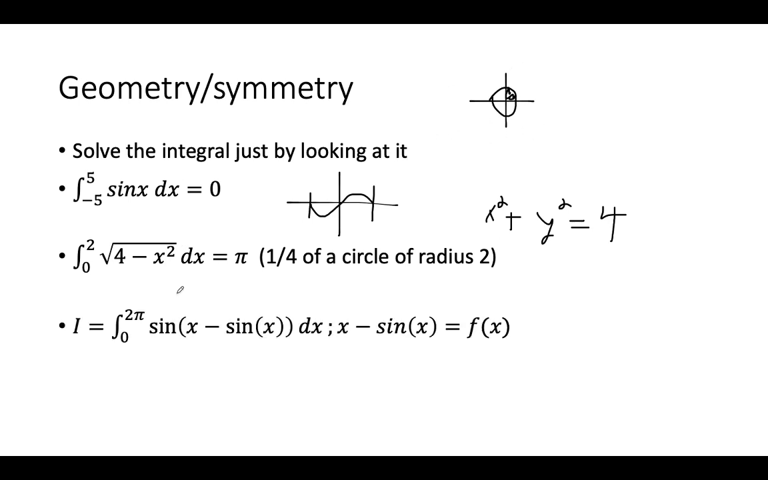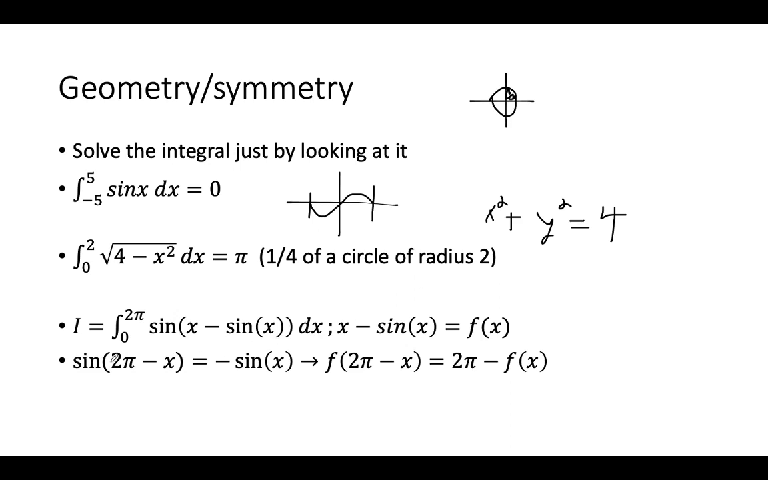Now here is a less obvious case of symmetry. I guess I shouldn't call this necessarily symmetry, but it is sort of symmetry. So we want to integrate 0 to 2 pi of sine of (x minus sine of x) dx. So for clarity, I've just labeled this x minus sine of x as f of x. So the thing you can observe here is that x and sine of x have an interesting relationship. So the key here is that sine of (2 pi minus x) is equal to negative sine of x. So f of (2 pi minus x) is 2 pi minus f of x.